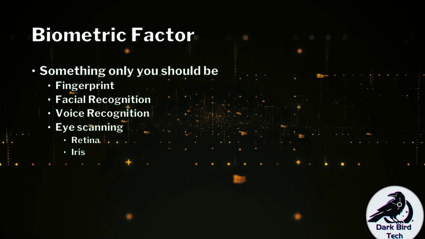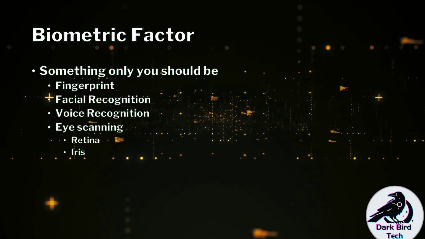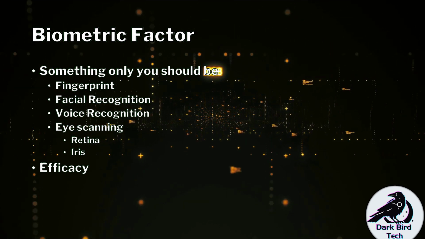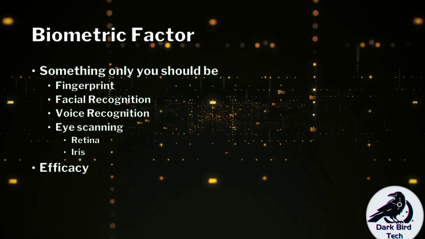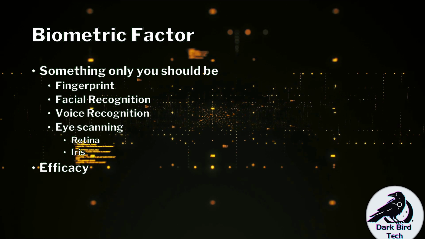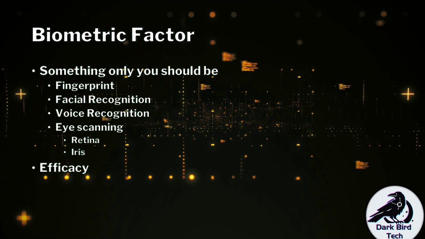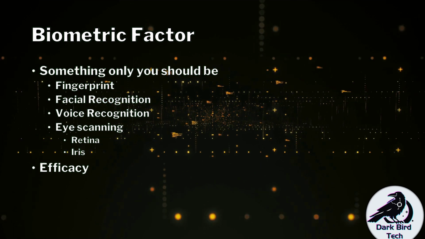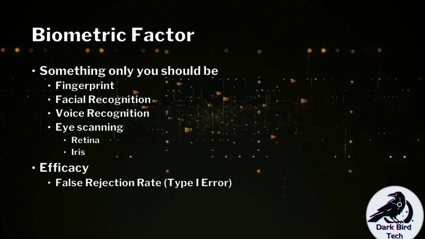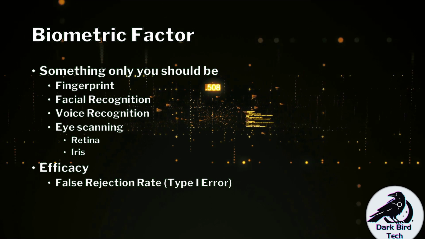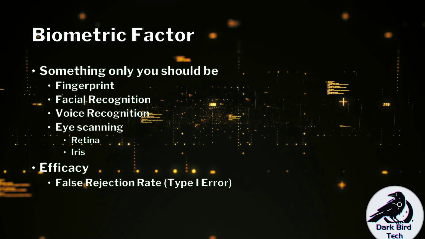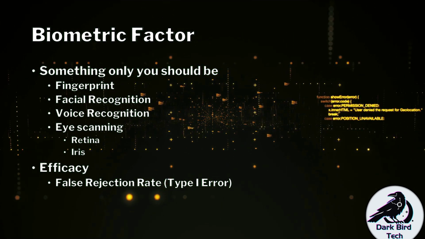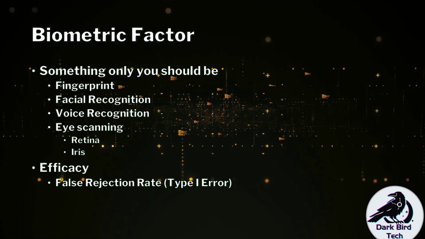Now, when you are looking at biometric factors and scanners, you do need to consider the efficacy of the scanner. Biometric scanners usually have two measurements of their efficacy. First is the false rejection rate, also known as a type 1 error. Now, the false rejection rate, that is when it blocks you or denies you when it actually should have let you in. Why? Because it just didn't do the scan well enough.